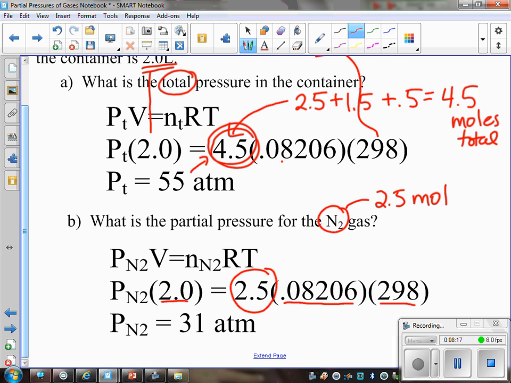So it's a total of 55. 35 of it's coming from N2, which makes sense because N2 had the most moles. The most moles is going to exert the most pressure. So it all fits in with the ideas we've been studying. All right, why don't you go ahead and try C and see how you do on it. Go ahead and pause the video.